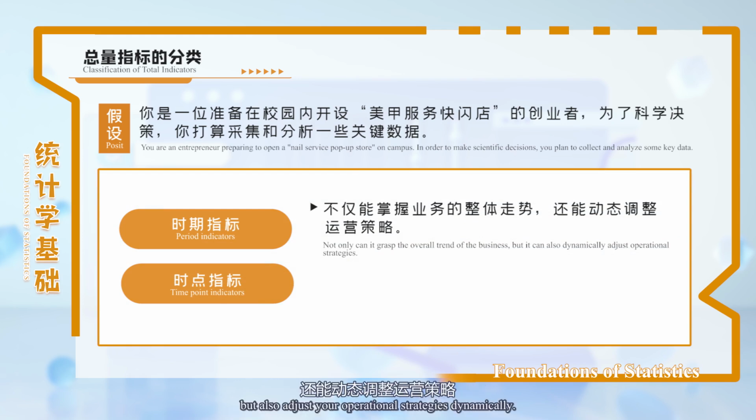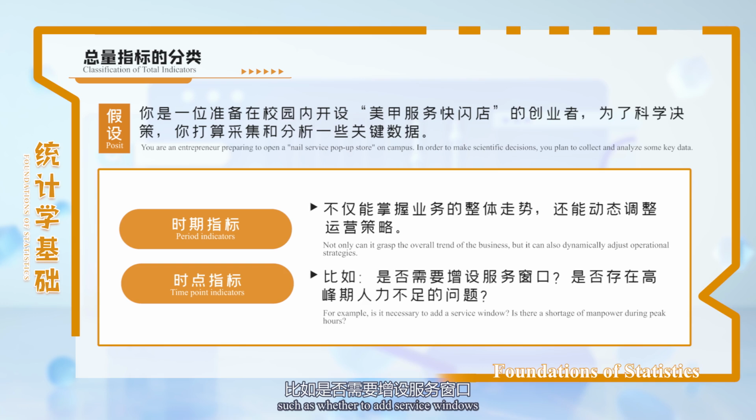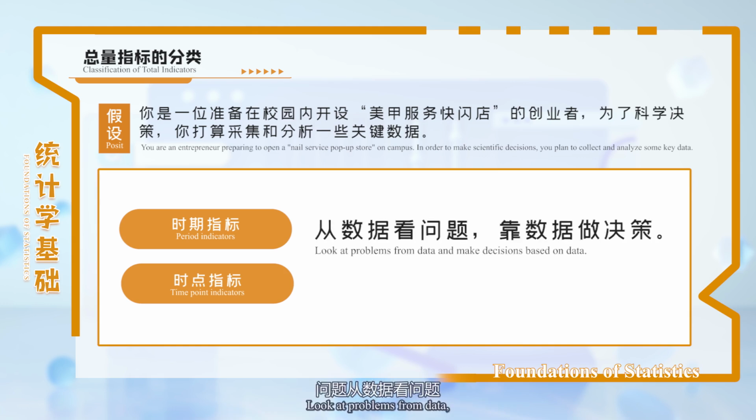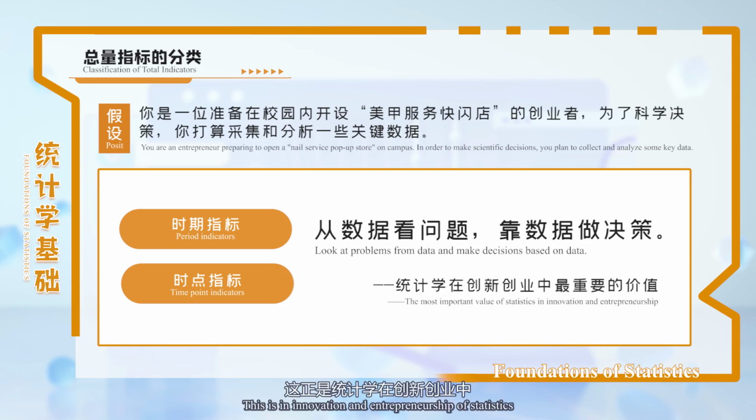your operational strategies dynamically, such as whether to add service windows, whether there is a shortage of manpower during peak hours. Look at problems from data and make decisions based on data. This is in innovation and entrepreneurship of statistics the most important value.